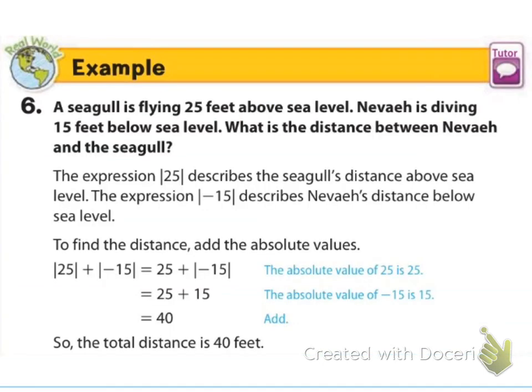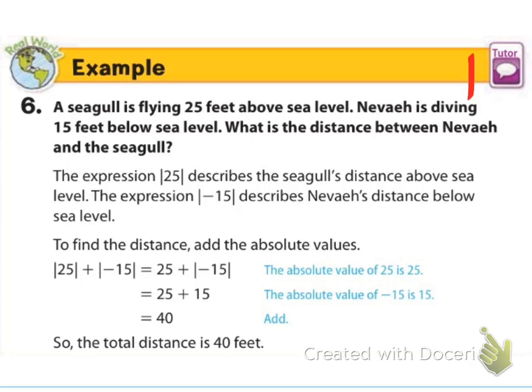Example number 6 says a seagull is flying 25 feet above sea level. You know I'm not going to get this right. So this kid is, yeah, I guess it's a kid, I have no idea. Okay, so this kid is diving 15 feet below sea level. What is the distance between the kid and the seagull?